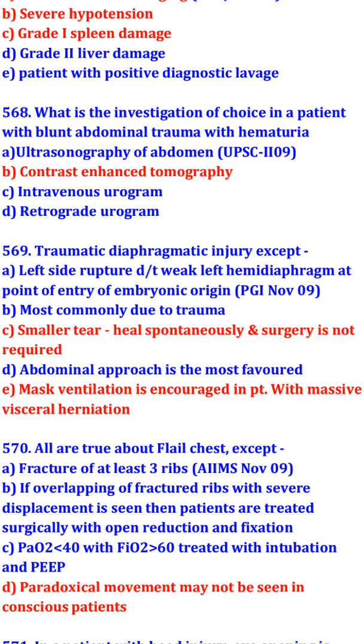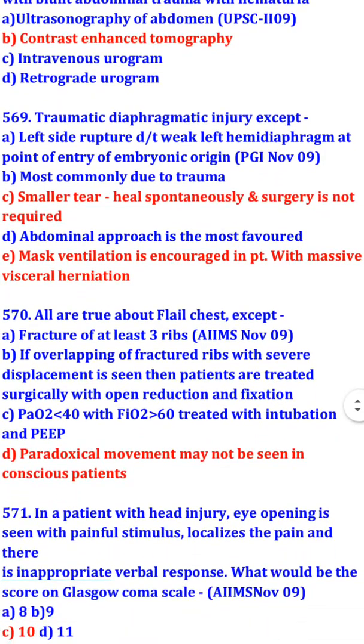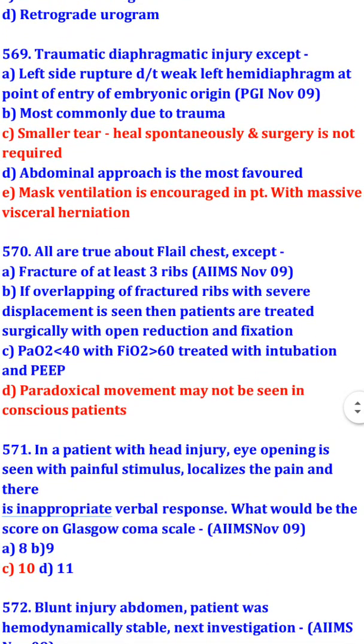Both are incorrect. So traumatic diaphragmatic injury is left side rupture due to weak left hemidiaphragm at point of entry of embryonic origin, most commonly due to trauma, and abdominal approach is most favored. All are true about flail chest except paradoxical movement may not be seen in conscious patient, which is wrong. What is true is fracture of at least 3 ribs.